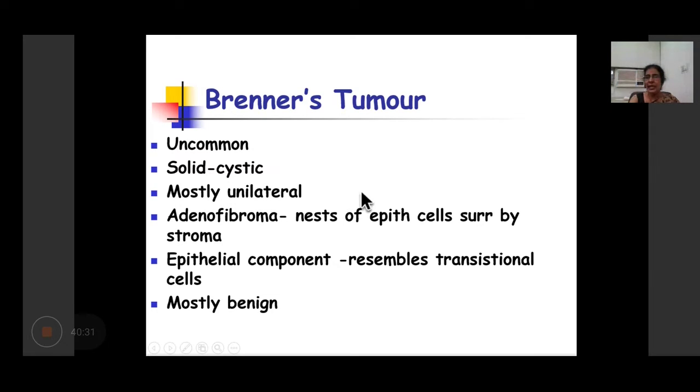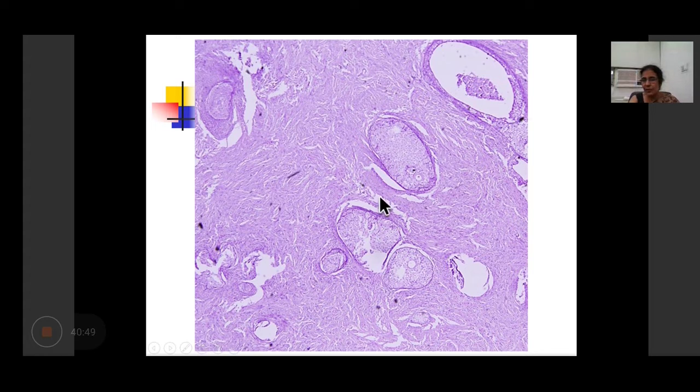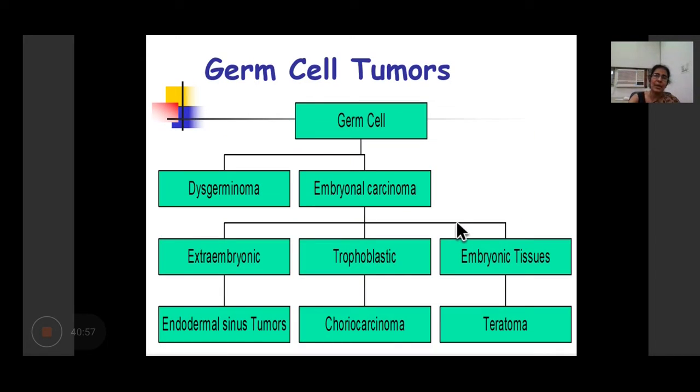It is mostly unilateral. So there are nests of transitional epithelial cells surrounded by fibroblastic stroma, and the epithelial component resembles the transitional cells. So this is mostly a benign tumor. You can see these nests of transitional epithelium, and this is present in a densely fibroblastic stroma composed of long spindled fibroblastic cells. So this is a benign Brenner's tumor.